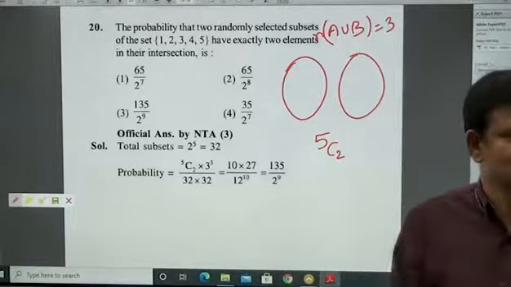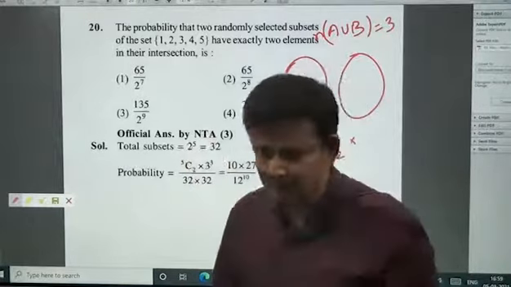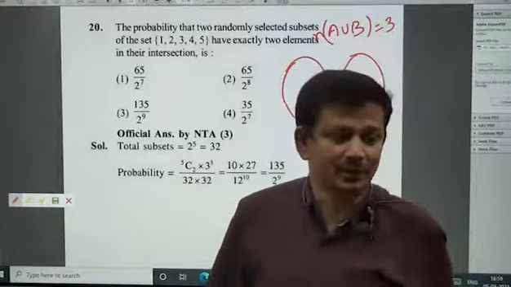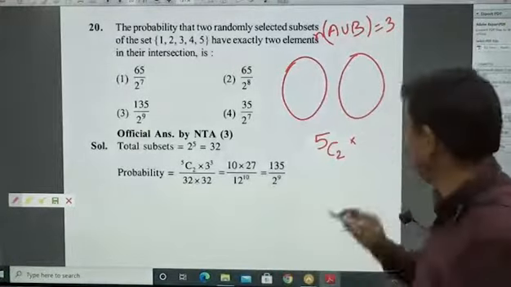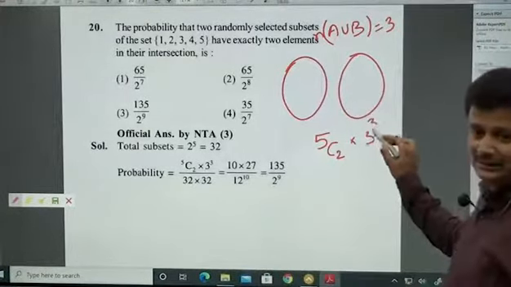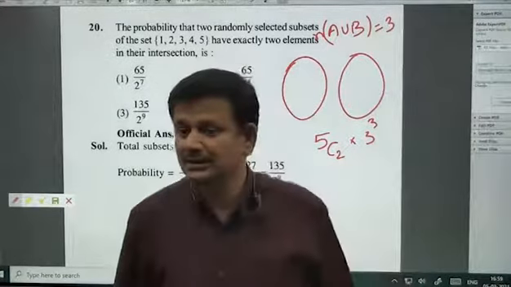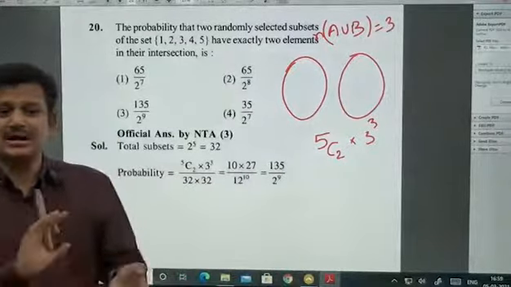Now with the remaining 3 elements, what can you do? Put them in A, not in B. Put them in B, not in A. Or put them in both of them. How many ways can you deal with them? 3 ways, so 3 cube. The denominator remains the same. Is that clear? So any combination of questions, just understand this.